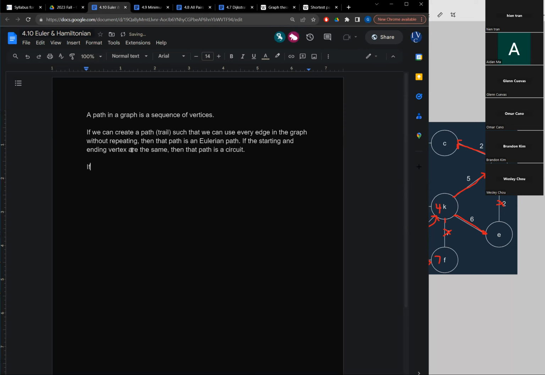And then we have a similar situation. In fact, I'm going to copy paste basically. Bam. If we use every vertex, Hamiltonian.